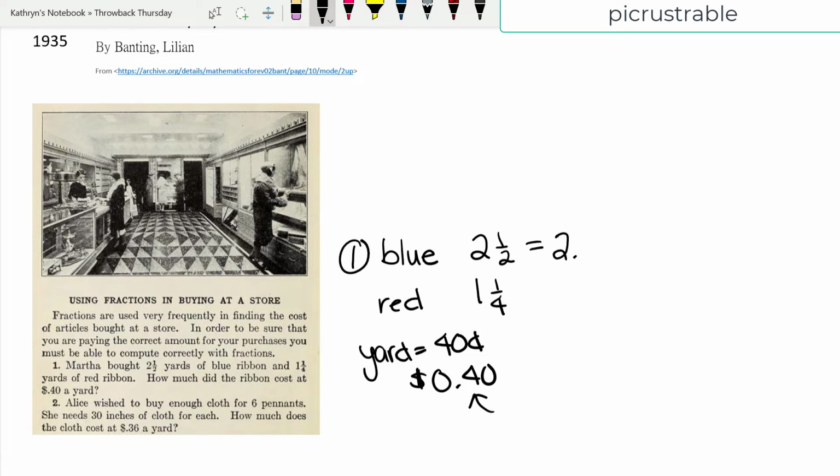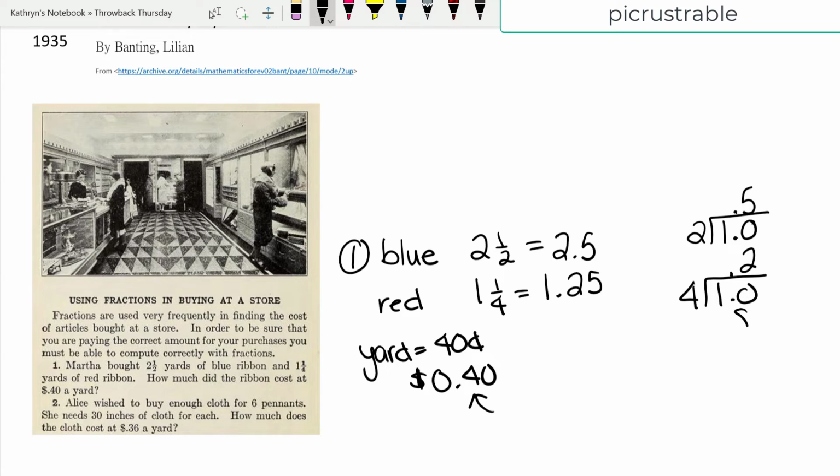So what I'm going to do is change my fractions into decimals. 2 1/2 is 2.5. Now, if you're not sure about that, we can just take 2 divided into 1. Here's my decimal. I have to add a 0, and there we go. 1 1/4 is the same thing as 1.25. Now let me show you, if you didn't remember that or you're on a test and you're really nervous, 4 goes into 10 twice. 2, we're going to add another 0, and then 4 times 5 is 20.